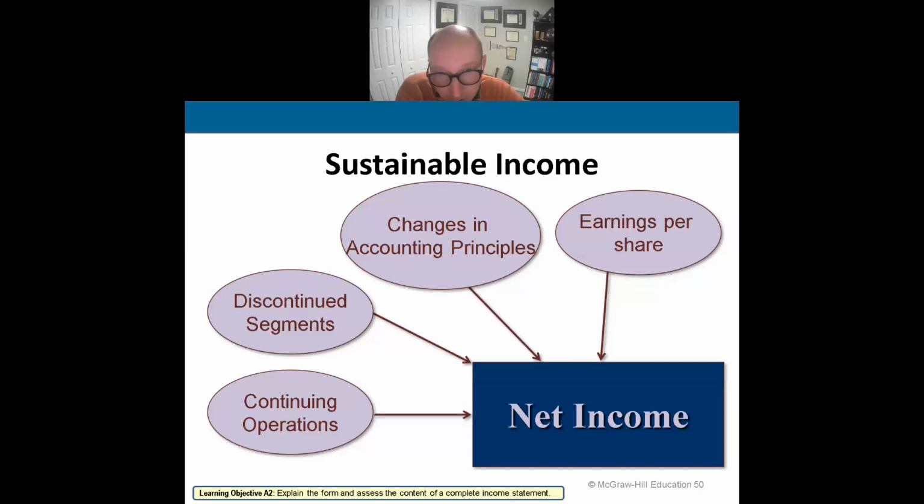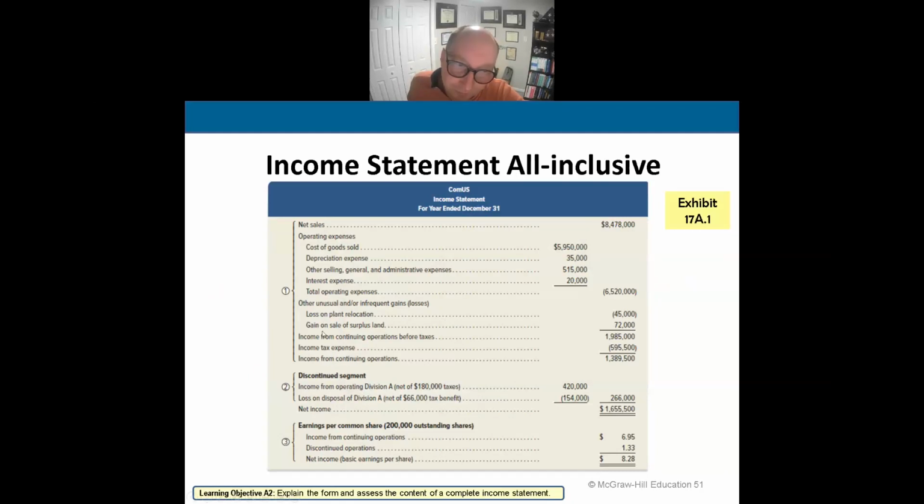There's a couple of things that add up to net income, like continuing operations through sales, discontinued segments, that's when we stop selling certain products, changes in accounting principles that might affect net income through write-offs, and earnings per share. All of these things affect net income. And we can see how that all breaks down on our income statement. Don't have to worry too much about it, it's just good to know.